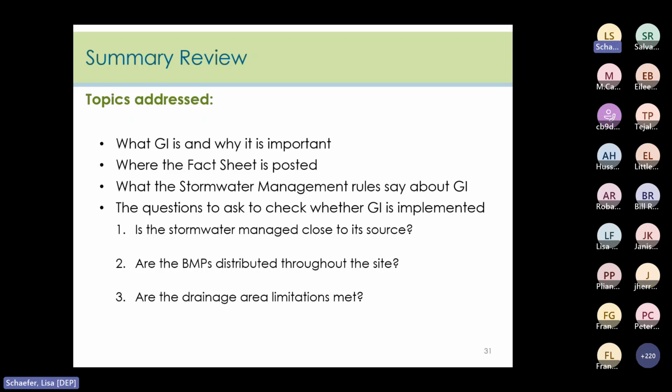To address water quality, groundwater recharge, and runoff quantity control, the rules require GI be used, and by that I mean used correctly. So answering 3 questions when you review a design will check if the GI is properly implemented on a site, meaning the GI BMPs are located close to the source of runoff. They're also dispersed throughout the site, and that the drainage area limitations are met.